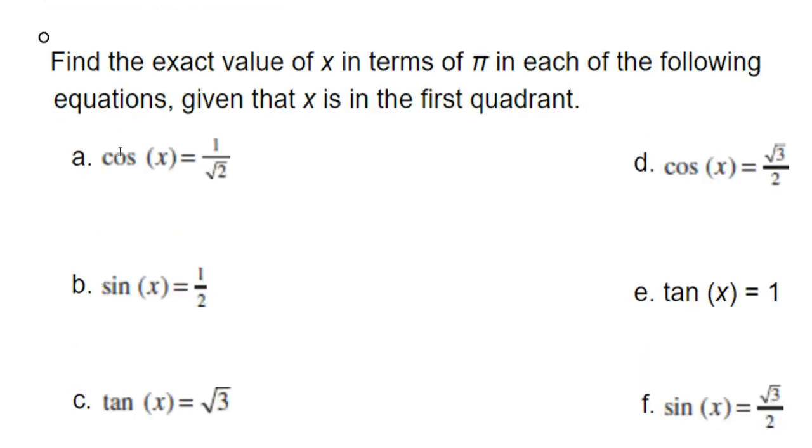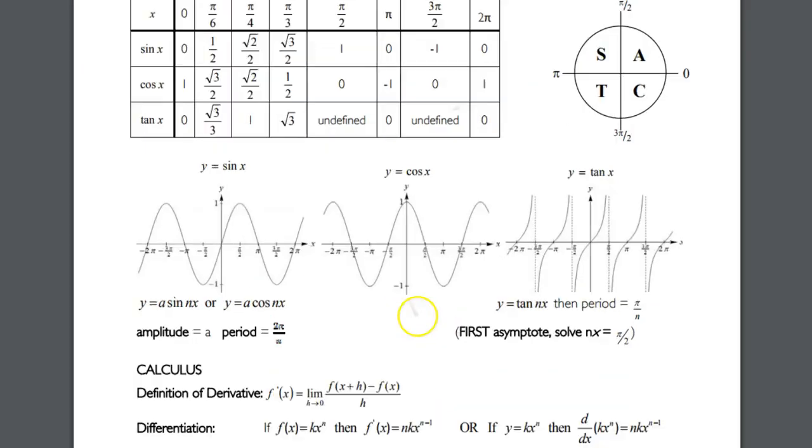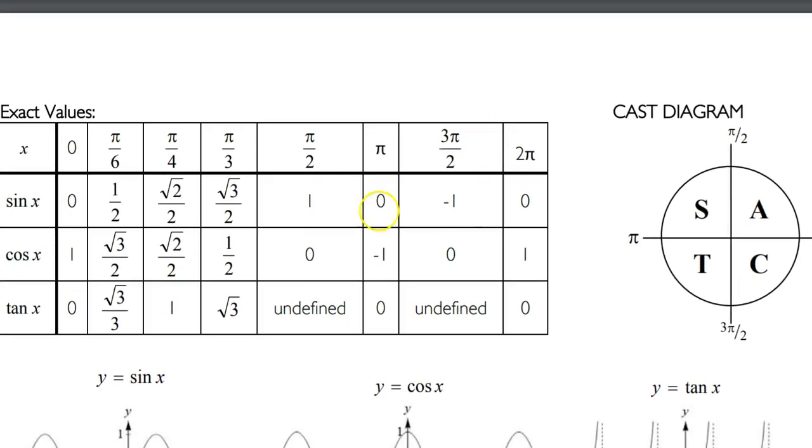So let's get started. What we're doing here is we're trying to solve for x. So we're trying to go backwards. This is very, very easy when we look at the formula sheet. So what we're looking at is cos of something equals 1 over root 2.